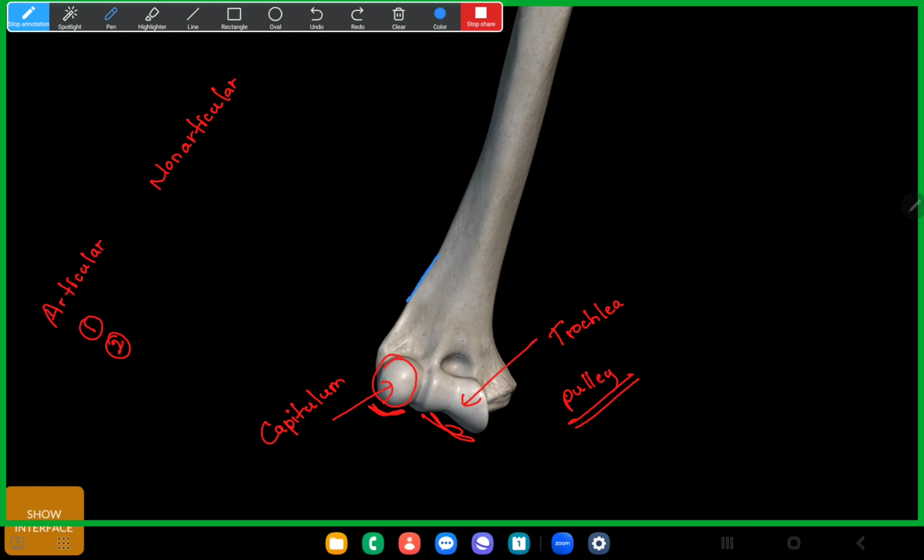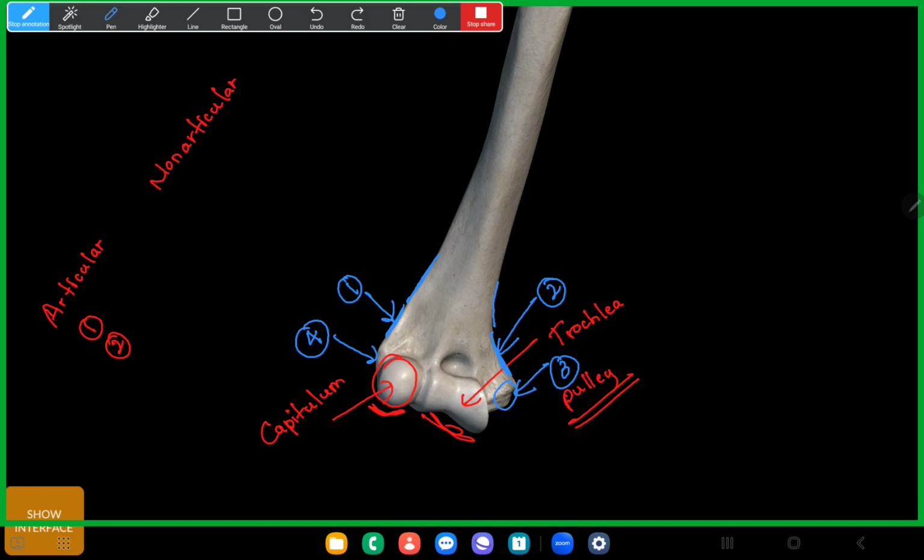I told you earlier, this is the lateral border and it continues as the lateral supracondylar ridge. It is one non-articular part. This is the medial border and it continues as the medial supracondylar ridge. This is two. Then there are two bony projections. This projection is called the medial epicondyle and this projection is called the lateral epicondyle. The medial epicondyle is more prominent than the lateral epicondyle. Those are the four parts.